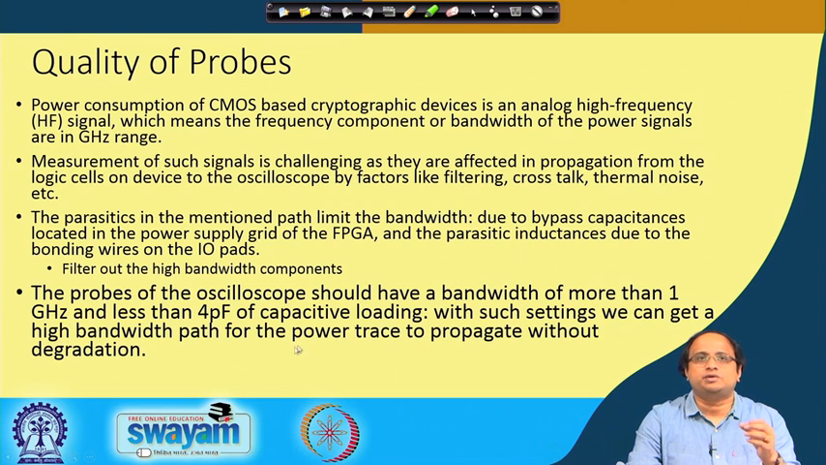In particular, when you are propagating from the logic cell on the device to the oscilloscope, there could be factors like filtering because of these channels. There could be crosstalk, there could be thermal noise. The parasitics in this path essentially serve as a filter. They limit the bandwidth.